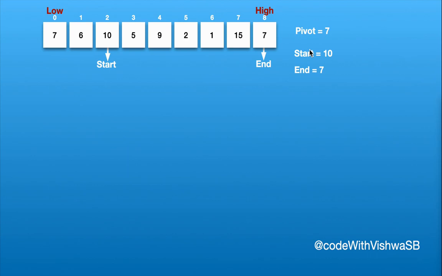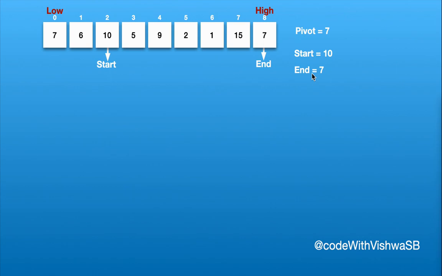End points to 7. In this case, you have to check if the end is greater than the pivot. If the end is greater than the pivot, then decrement end by 1. If not, then stop the end at the same position. I will repeat once again: if the end is greater than the pivot, then decrement the end by 1. If not, then stop the end at the same position.